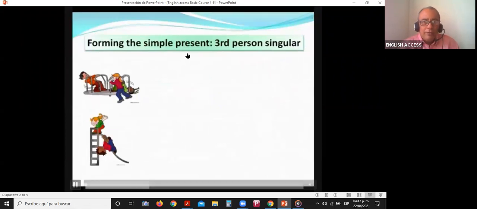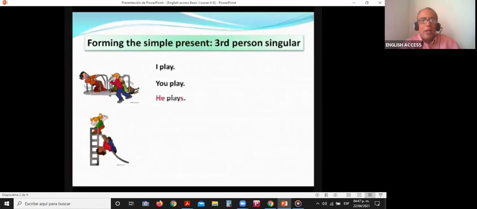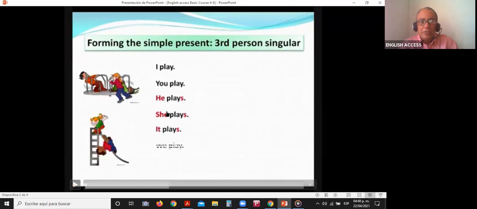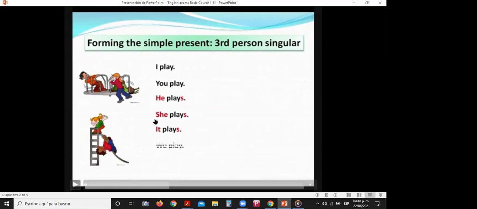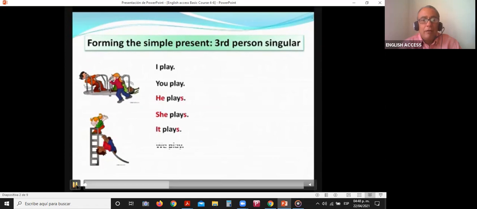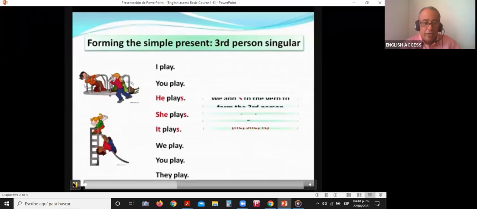Now, to form the simple present in third person, we change the verb. Here, when I do the action, I say I play. You play, only one, but he, she, or it, the verb changes. He plays. Repeat with me, please. He plays. She plays. It plays. But we, you plural, and they, the verb doesn't change, okay?